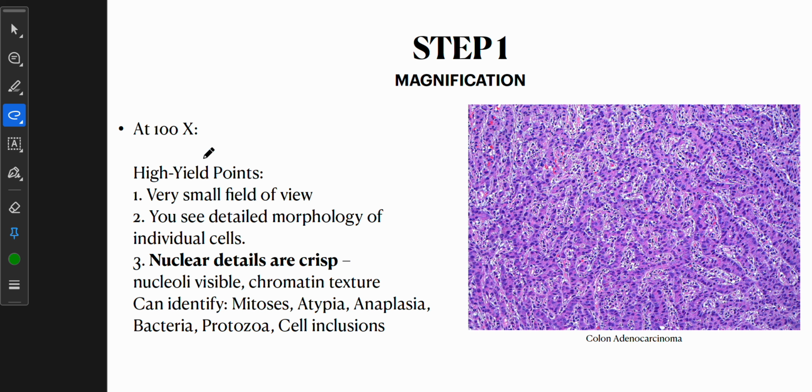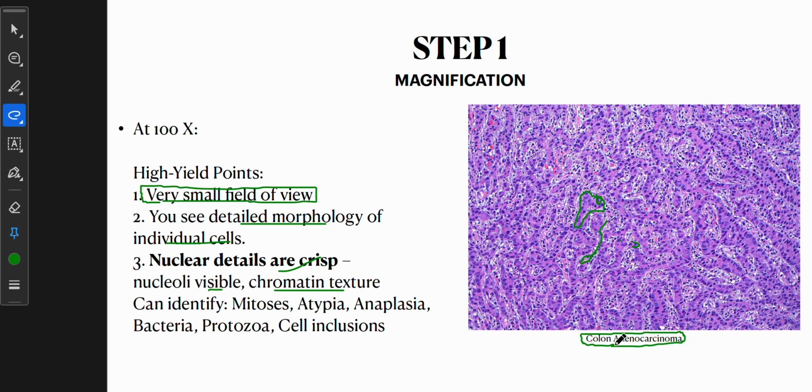In 100x, what we can see is a very small field of view, and you can see detailed morphology of individual cells. Nuclear details are crisp right here. There is the nucleus right here. You can see nucleoli are visible, but nucleoli and chromatin texture are more visible in 400x, that is typical. And in colon adenocarcinoma, you can see the chromatin texture here, right? I have put colon adenocarcinoma as just an example.